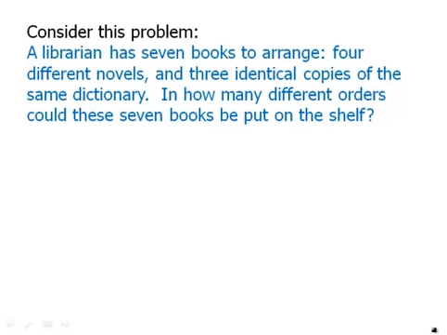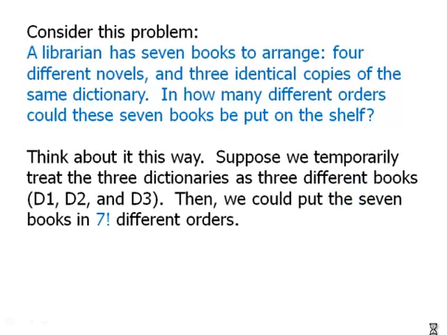Pause the video and work on this for a minute. Okay, a librarian has 7 books to arrange, 4 different novels, and 3 identical copies of the same dictionary. In how many different orders could these 7 books be put on the shelf?